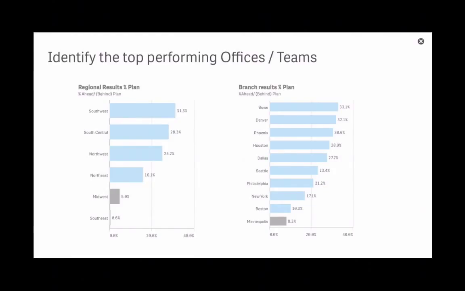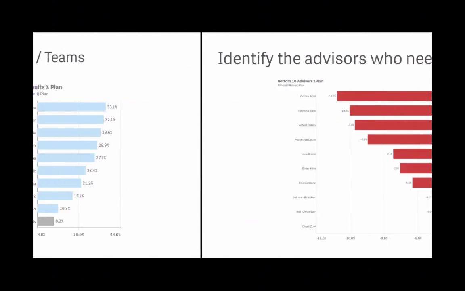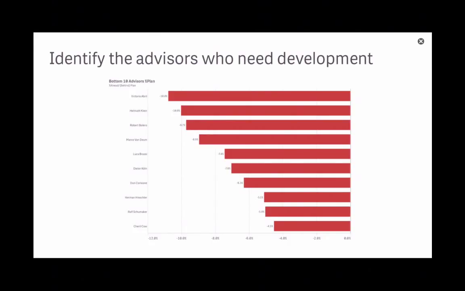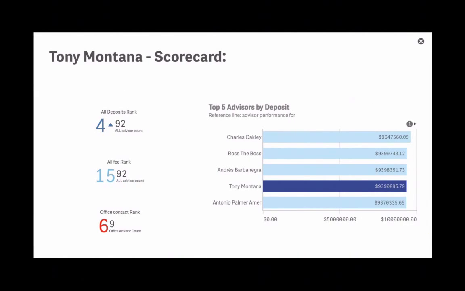So there's plenty of other information in the app that can help me. I can see the top performing teams, and I can see which regions are doing the best. It's also very simple to create a list of advisors who need the most development, so we can focus on helping them first. Now in this example, I'm going to pick out one of the top performers and see what we can do to help him.